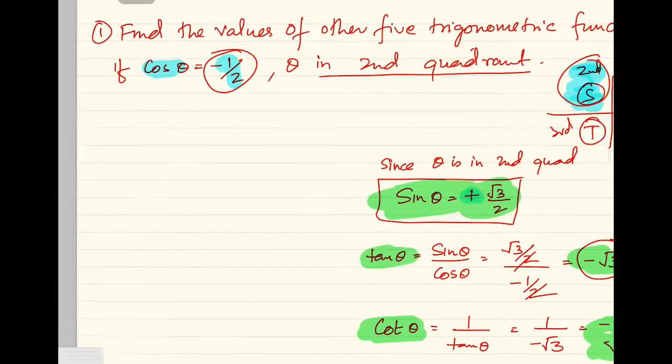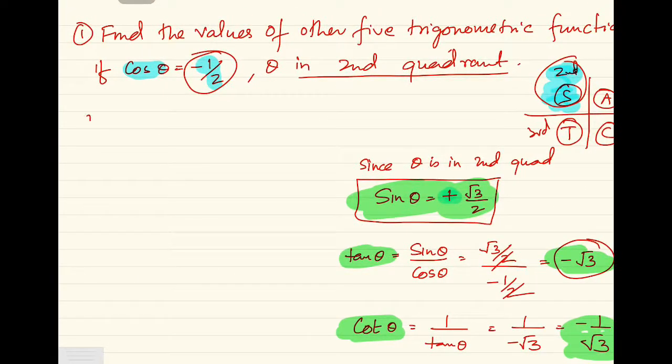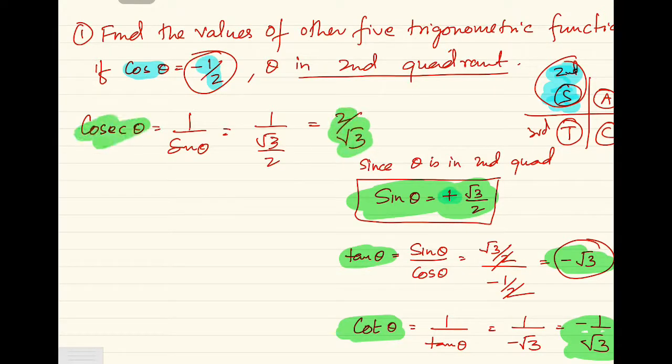Okay. So how to find the 2 more answers? Now I need cosec theta. How to find cosec theta? Cosec theta is 1 by sine theta, isn't it? So that will be 1 by root 3 by 2. So what is the answer? That's 2 by root 3. So here I've got the fifth answer also, cosec theta.